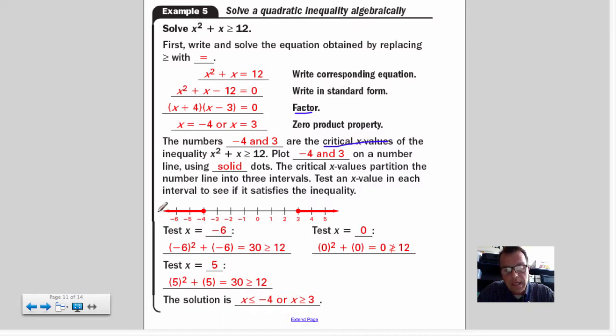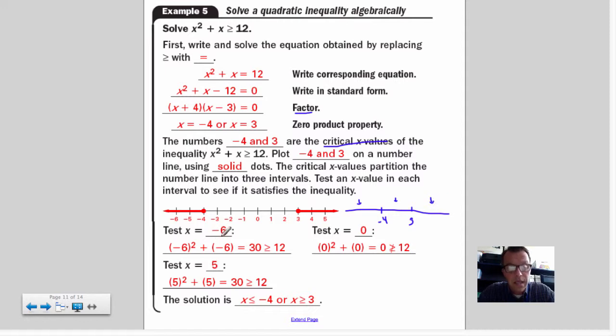The key here is to draw a number line. Notice their number line is super fancy. I would personally draw a number line and just put the two values, -4 and 3. That's it. You don't need a scale and all this other stuff. I found it pretty impressive, but unnecessary. So we put these values, and then we need to test. We need to test a number that's less than -4, a number between -4 and 3, and a number bigger than 3.